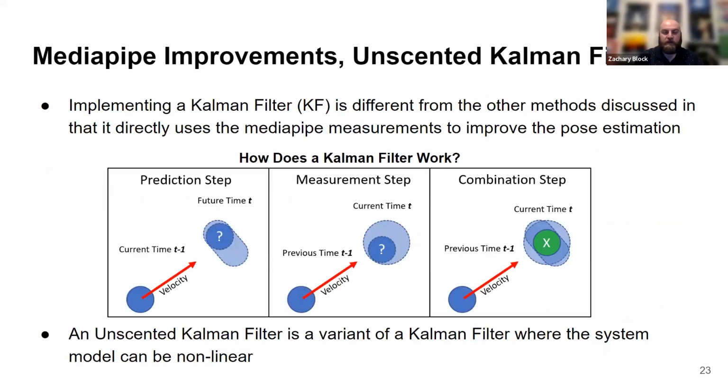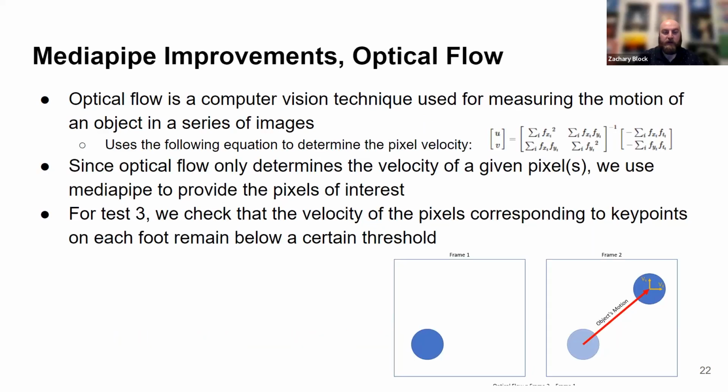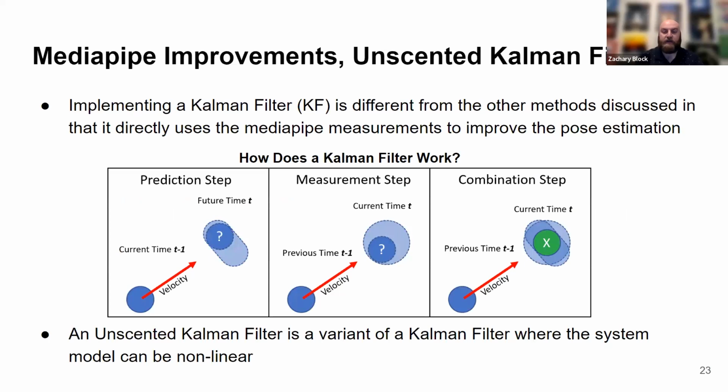While optical flow uses Mediapipe's output as an initial guess of the position, a Kalman filter directly uses the output to improve the accuracy of the system state estimation. A Kalman filter works by first setting an initial guess of the system state at time t-1. In our case, we use the position of the right shoulder, its velocity, and acceleration as the state variables. Then, we use the dynamics of the system to predict the location of the right shoulder at some time in the future t.